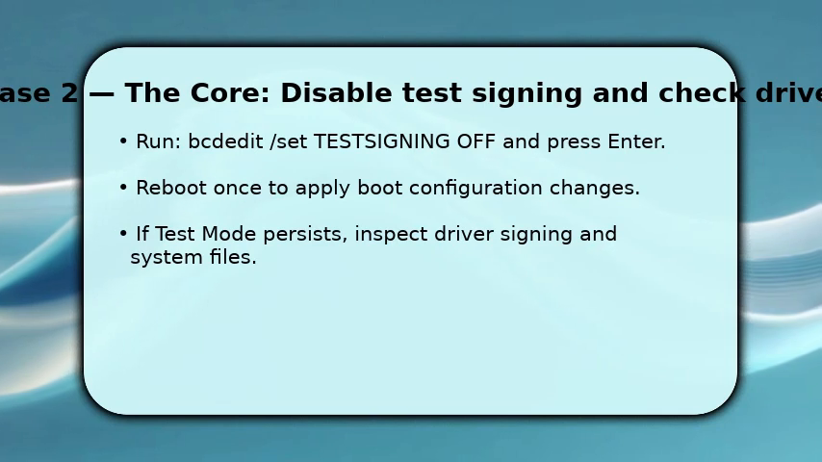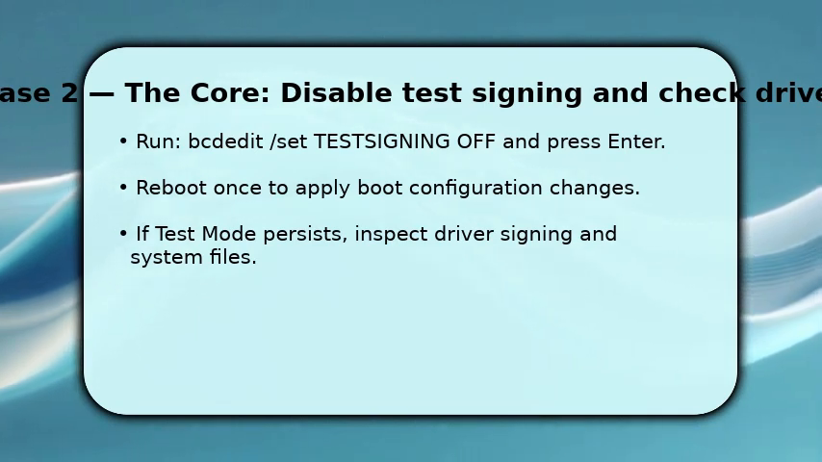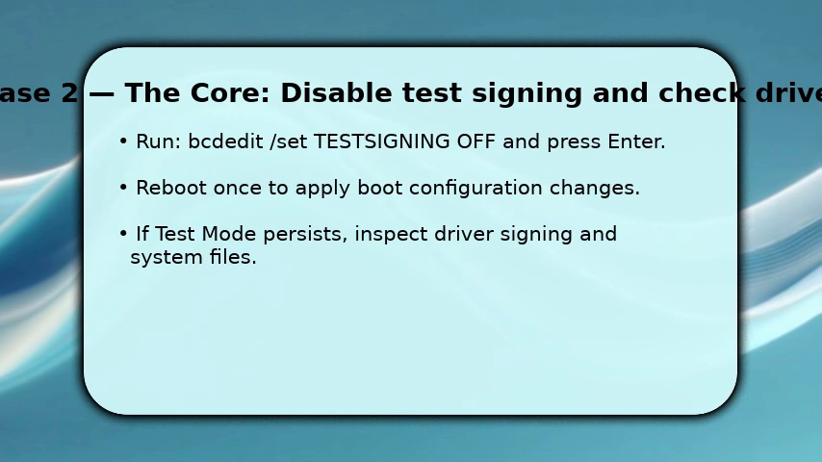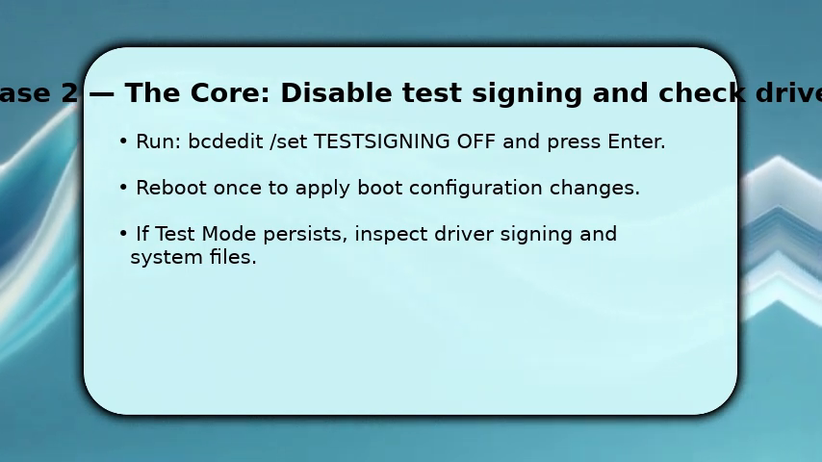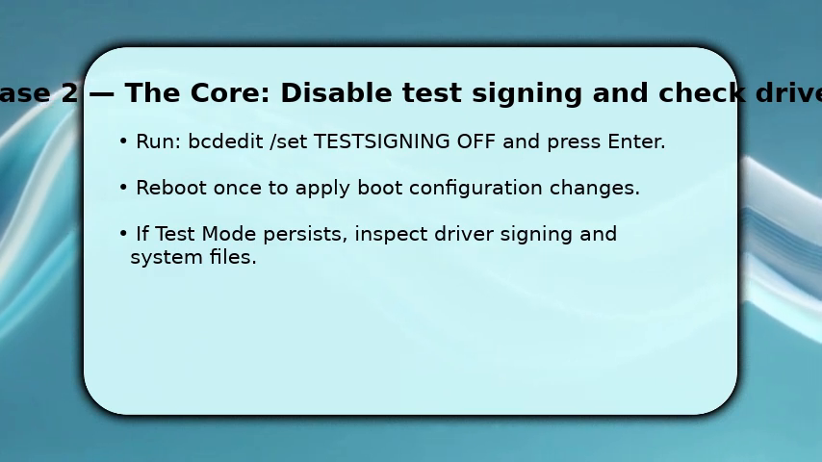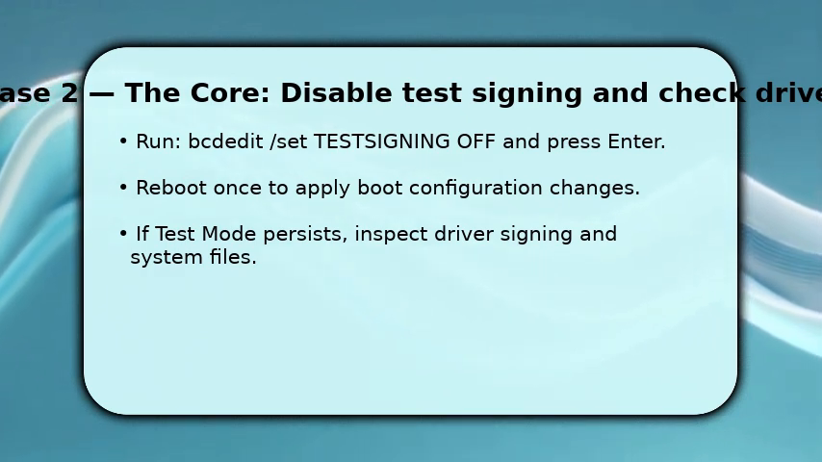Now you execute the core fix. In the elevated CMD run bcdedit /set testsigning off and press enter, this flips the boot configuration flag. Next, restart Windows to let the change apply, because boot flags only clear on reboot.